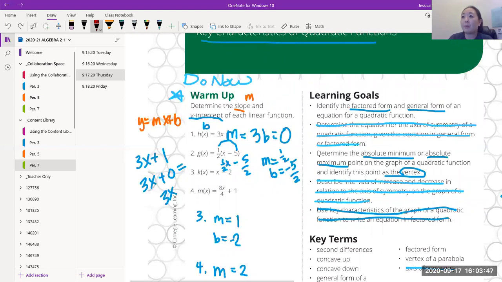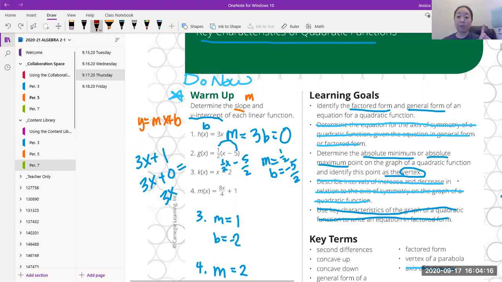And then the other one that we're going to do is determine the absolute minimum or absolute maximum point on the graph of the quadratic function and identify this point as the vertex. So remember, we're talking about when it's open down or open up, right? So that's going to be that lowest point there, or the highest point, and that's the absolute minimum or absolute maximum.